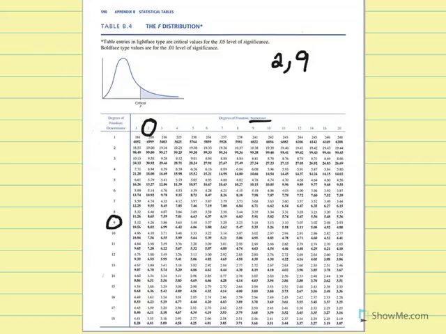Now, it's important to point out here, there's a previous video that talks about this, but here, the light typeface is 0.05 level of significance, or alpha of 5%, and the boldface type is in reference to alpha equal to 0.01, or 1% alpha. So we're going to go with the light typeface, and wrong one, here it is. So our critical F is equal to 4.26.